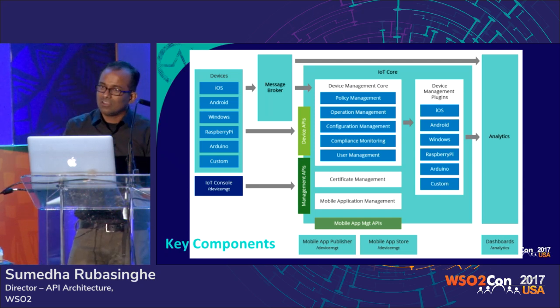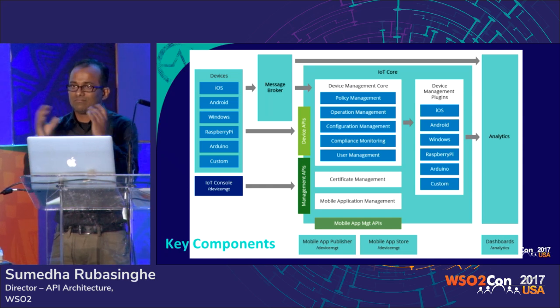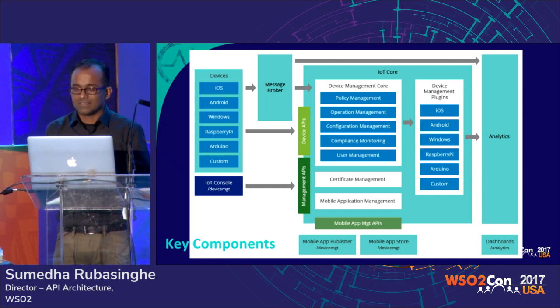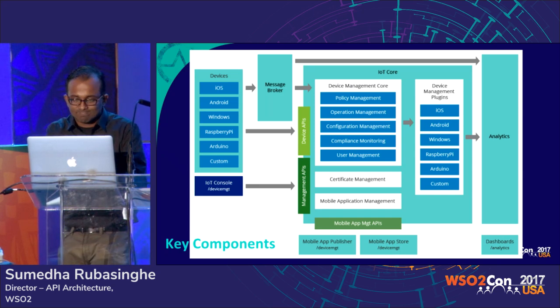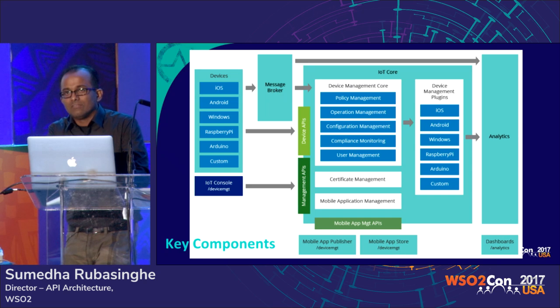And this is how we do that, with some of the internal components in place to get this whole thing operating. So if I try to explain this in a more sensible way, here we start with the devices. These devices talk to the message broker, which at this point supports MQTT, and we are in the process of supporting AMQP, and then this particular call gets routed into the core, which is okay.